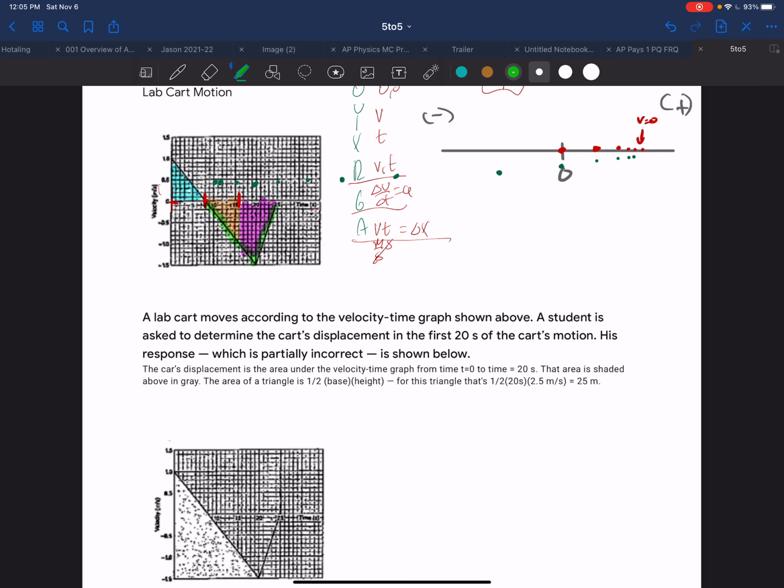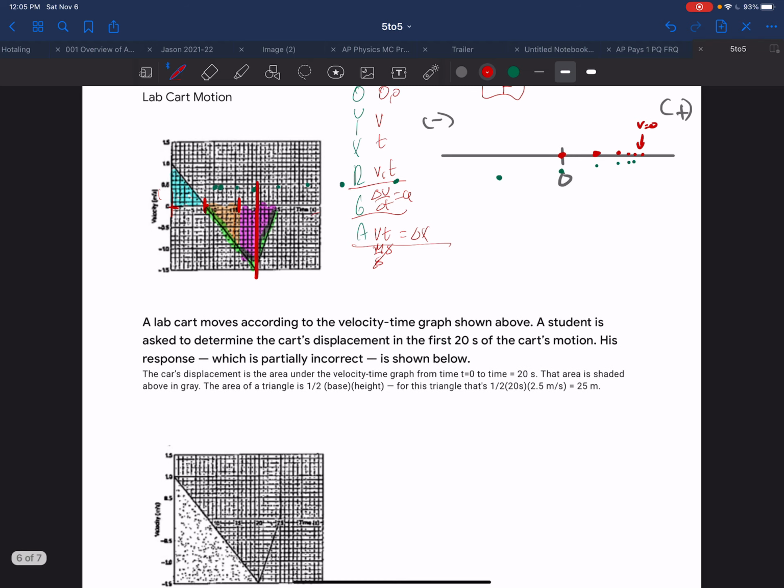The student is asked to determine the cart's displacement in the first 20 seconds of the cart's motion. All right, so the first 20 seconds of motion we see is to here. Now, we've already figured out what's going on here, that this thing has returned to its original spot and gone further. And the farther amount is given by the purple area between the purple and the red line. His response, which is partially incorrect, is shown below.